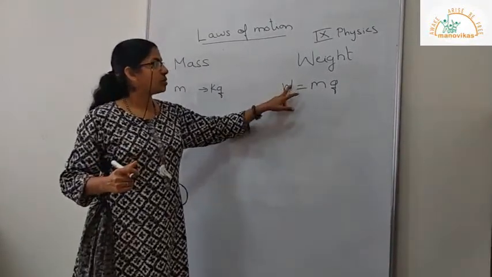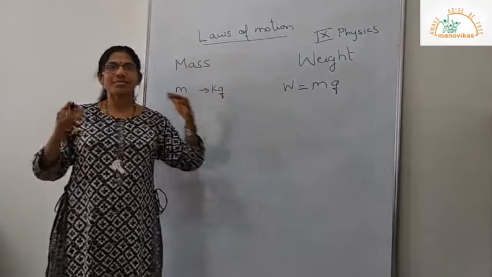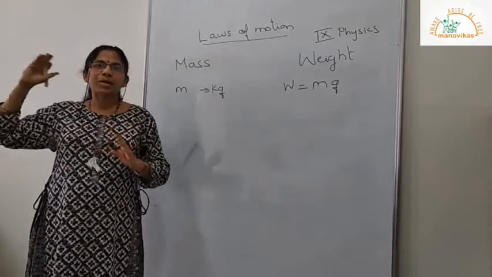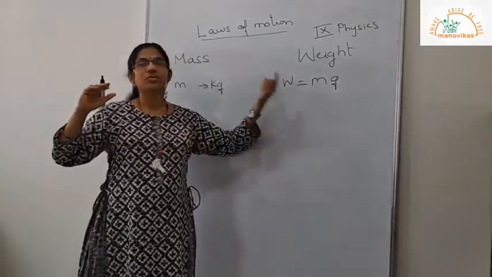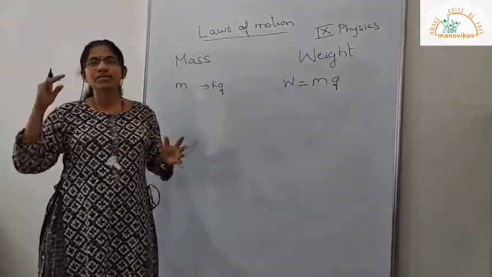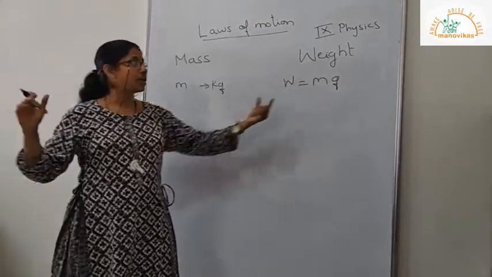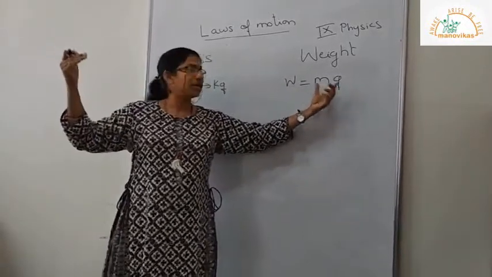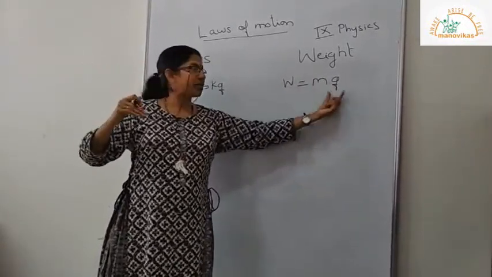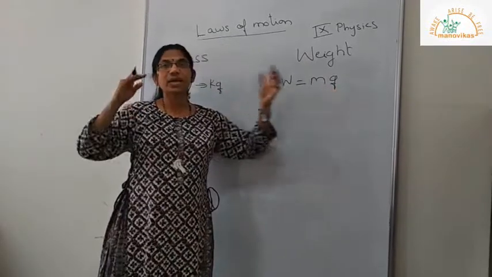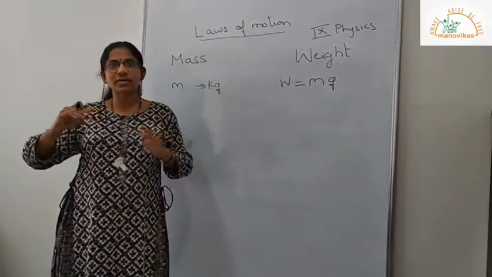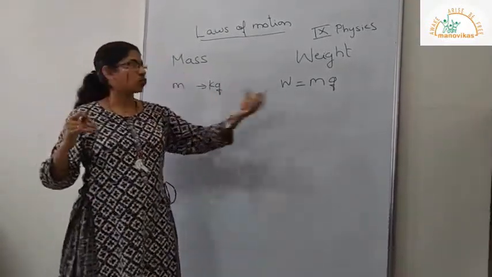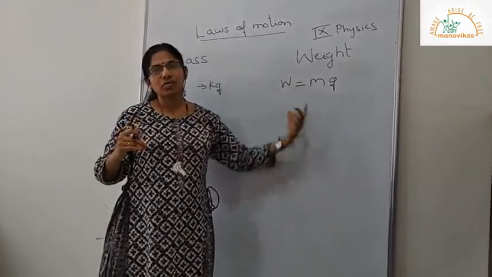Now weight will change from place to place. It will not be the same all over the earth, or if you go to some other planet, you find the weight of a person or for that matter any object will not remain the same. As g value will be different on different planets, and on the earth itself, as I have already said, the value of g varies from place to place. On the equator, g value will be less, and on the poles g value will be more. So accordingly the weight will vary.